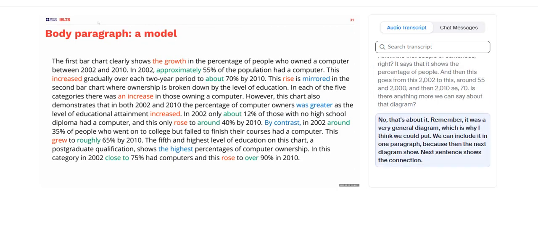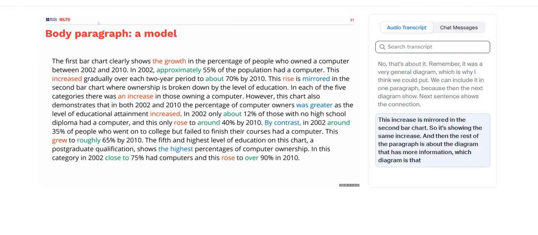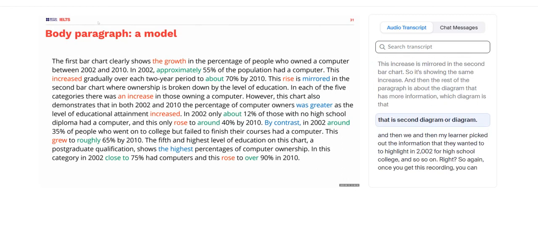No, that's about it. Remember, it was a very general diagram, which is why I think we can include it in 1 paragraph, because then the next sentence shows the connection. This increase is mirrored in the second bar chart. So it's showing the same increase. And then the rest of the paragraph is about the diagram that has more information. Which diagram is that? That is the second diagram, or diagram B.